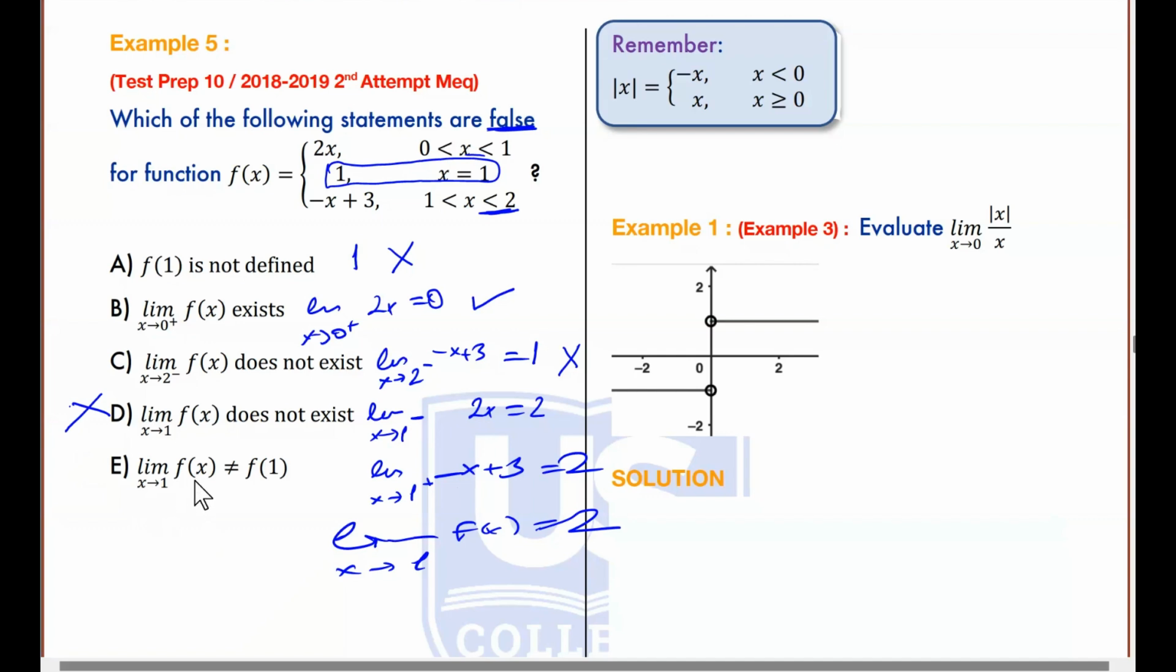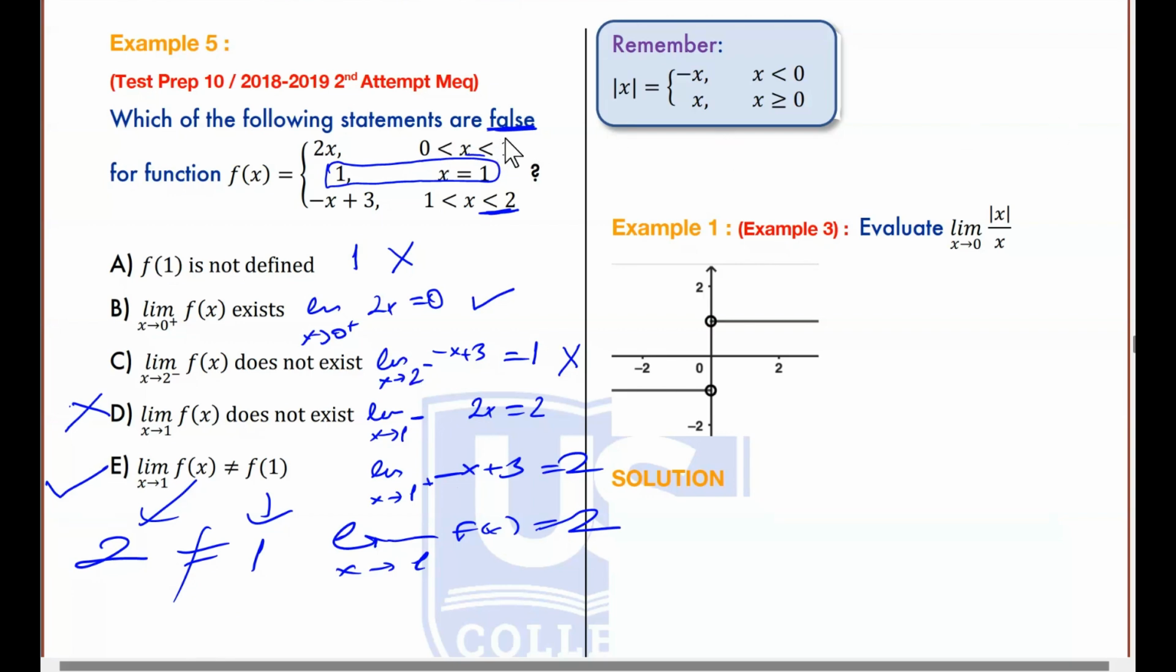Last one. Limit as x approaches 1 of f of x is not equal to f of 1. What was the limit? We just found it in the previous part. We found this as 2, right? So this is 2. What is the value of the function at 1? At 1, the value of the function is 1. So as you can see, 2 is not equal to 1. It is true.